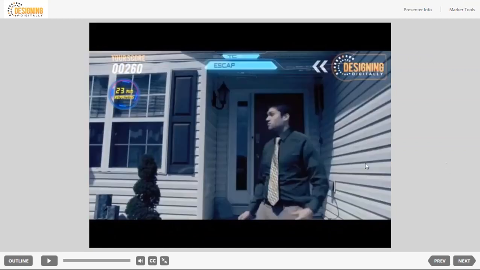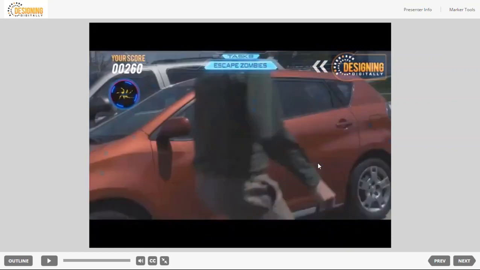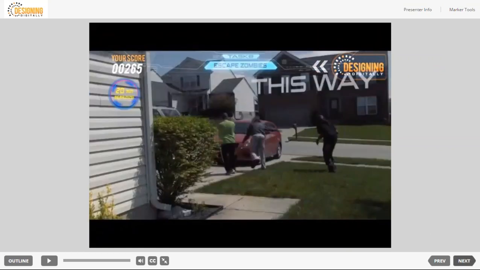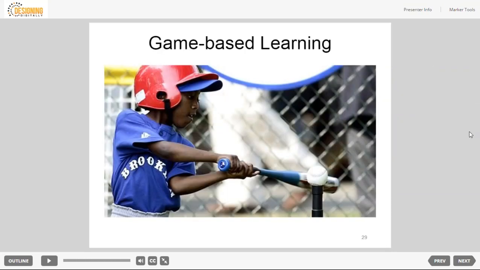And you can't have any type of game anything without a zombie mode. So we added a little zombie mode in here for you. This is very smart. Thank you. So, back to game-based learning.